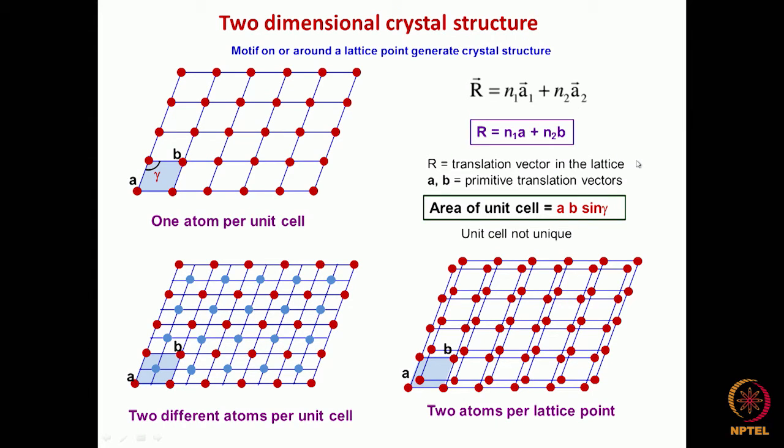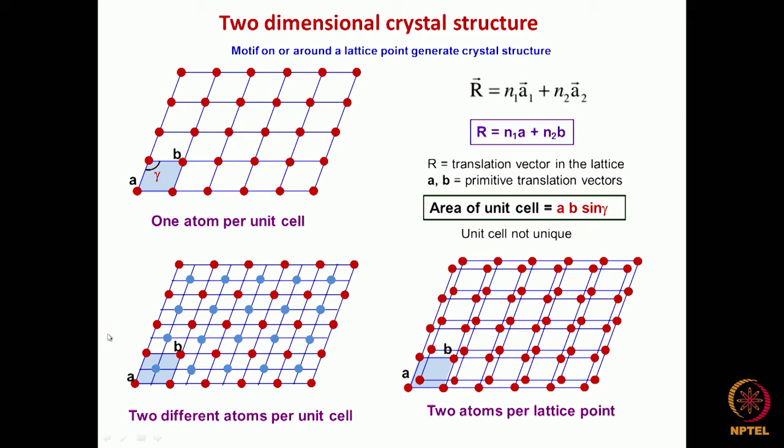In these planar lattices, if you try to put an atom or a motif around each of the lattice points, then we can generate 2-dimensional crystal structures. Okay. Assume that one atom has been put on top of each of the lattice points. Now we are able to generate a crystal with 1 atom per unit cell.